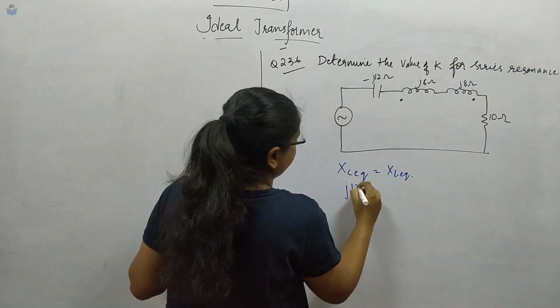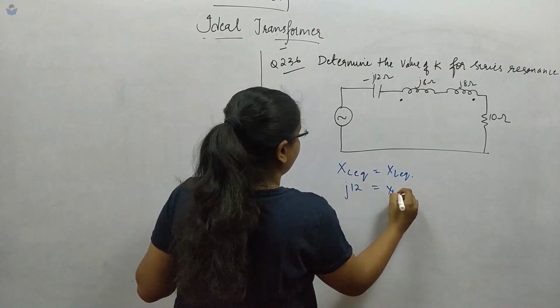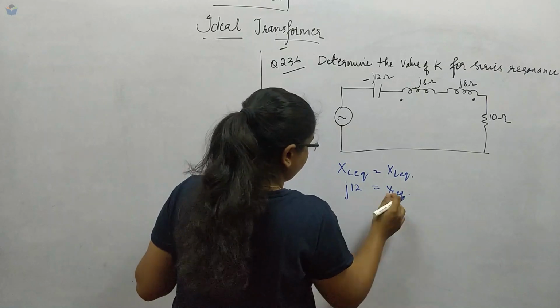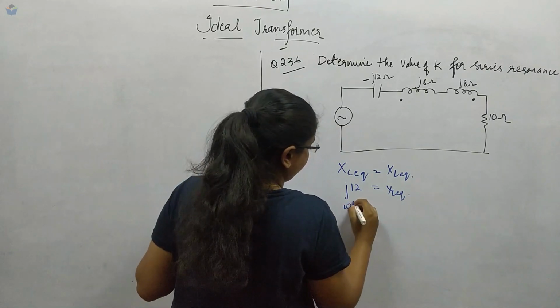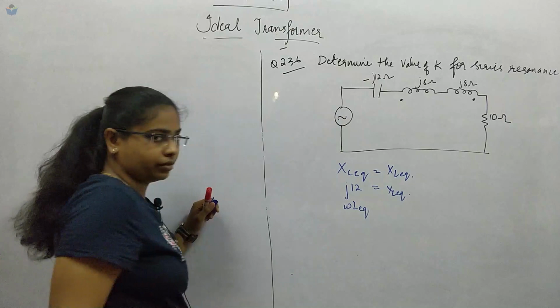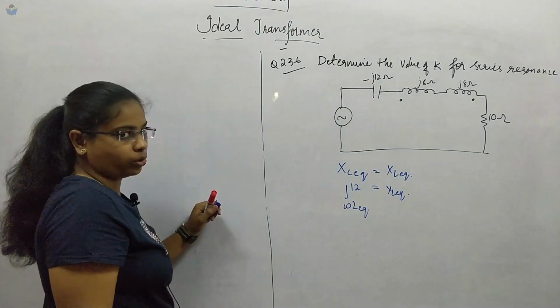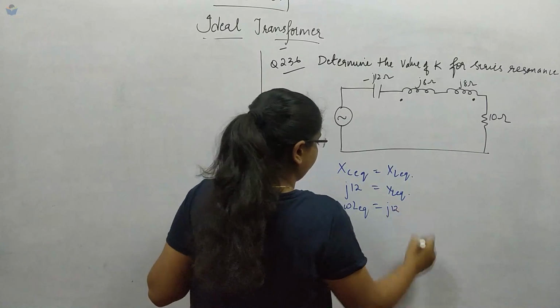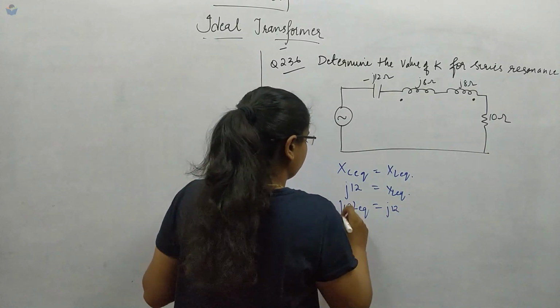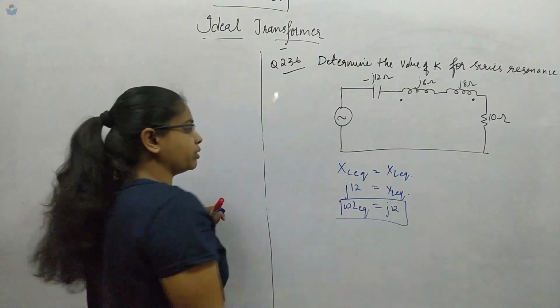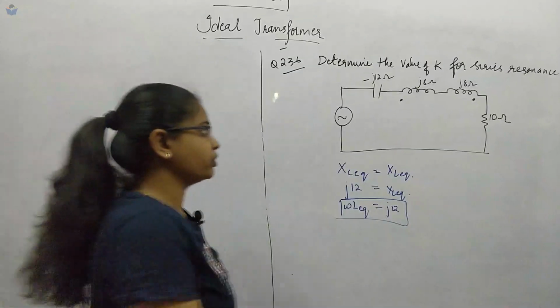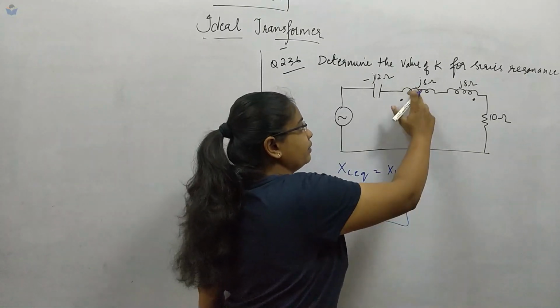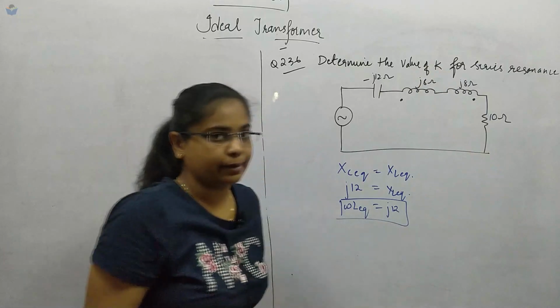So we will take J12 equal to XL equivalent. This XL can be written as omega L equivalent, right? X is equal to omega L, and this will be equal to J12 ohms. This is one of the equations we arrived at from series resonance. Now, to find the L equivalent, we cannot add 8 and 8 ohms directly.